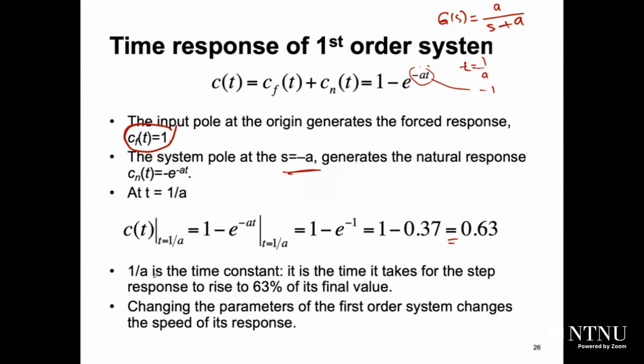In fact, 1 divided by a is the time constant of your system. And it's the time which the system will take for the step response to rise to 63% of its final value. We know that the final value here is 1. So what is the definition of the time constant? It's the time which the system will take to go from 0 to 63% of its final value.